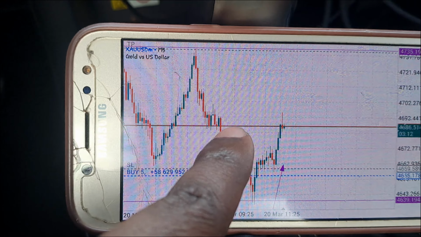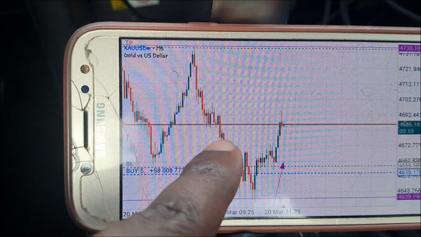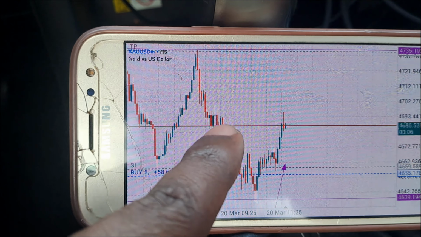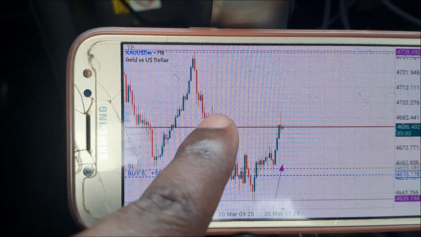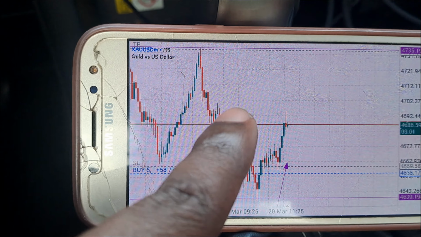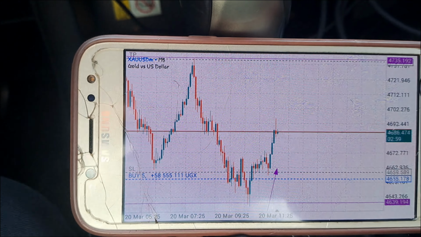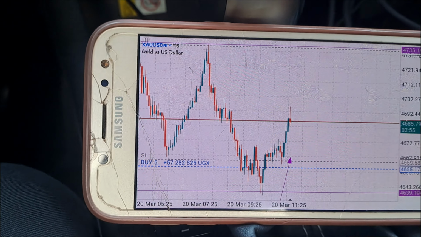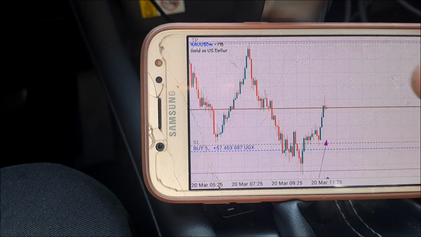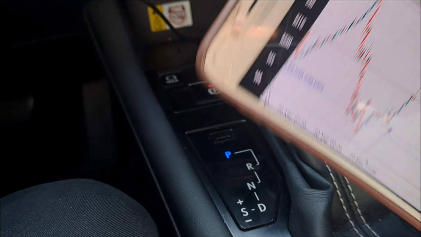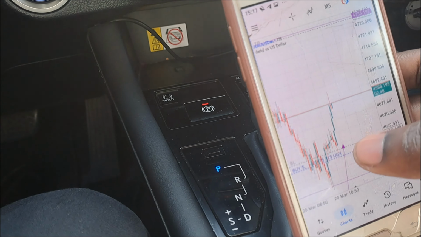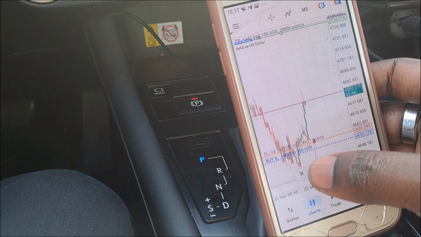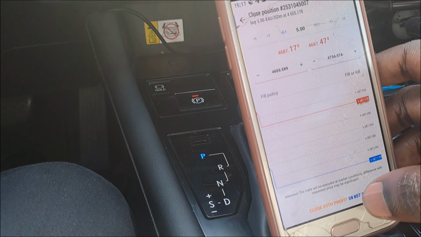I don't like this. It is rejecting off this fair value gap and this supply zone. So if price can break this high, close above this high with body, then we can target our TP. But I'm gonna be busy, so it's better I just close off from here, because there's a bus I have to catch.